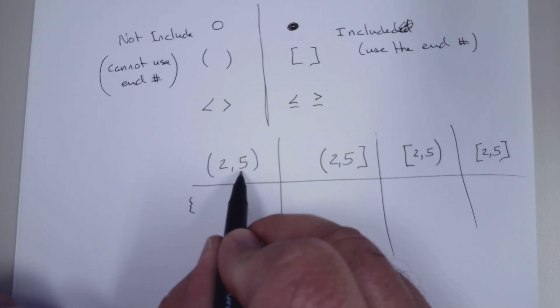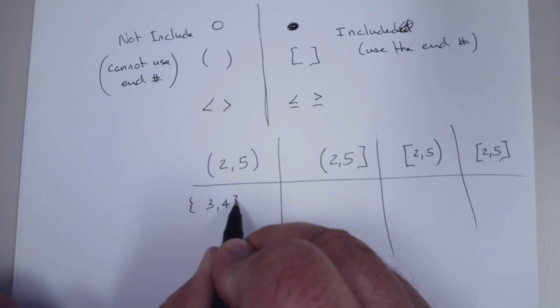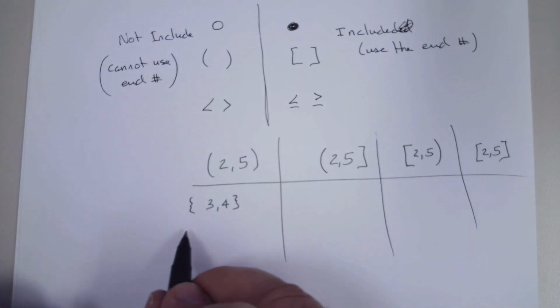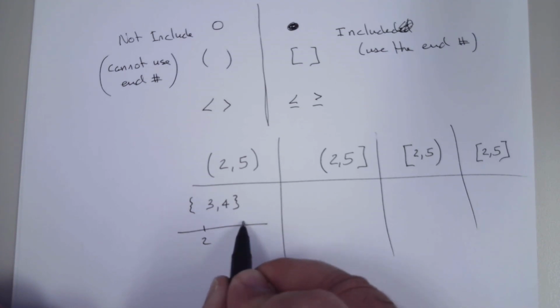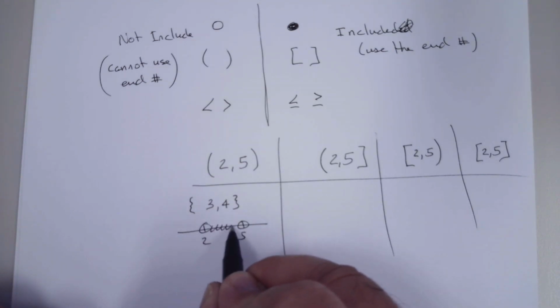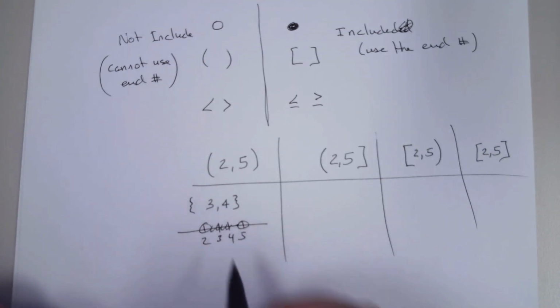Can we use 2 and 5? No. So our answer here is strictly 3 and 4. Graphically, we'd put here's 2, here's 5, open, open, and the arrow covers what's between there: 3, 4.